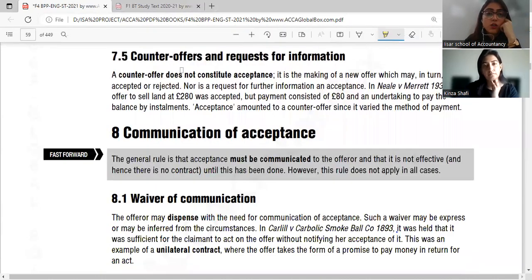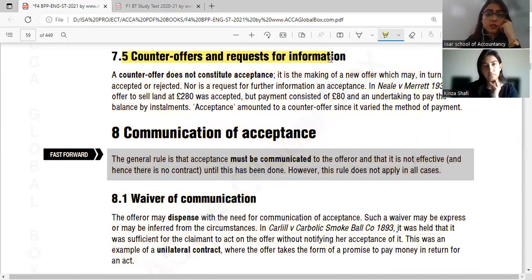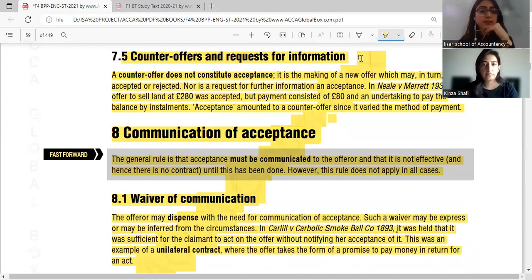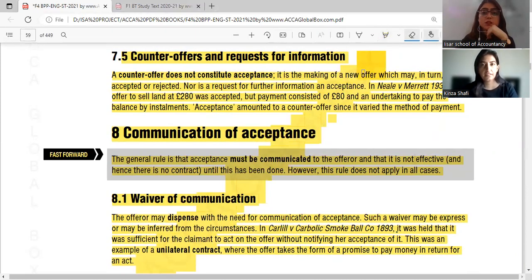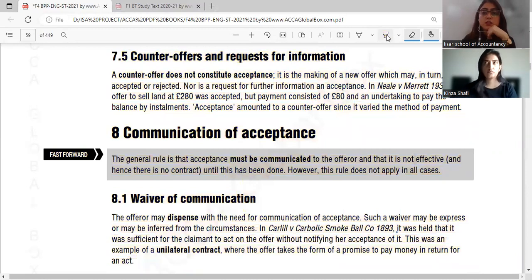Right. Counter offers and requests for information. What are counter offers, Kinza? Shall I read? No, you just explain in your own words.